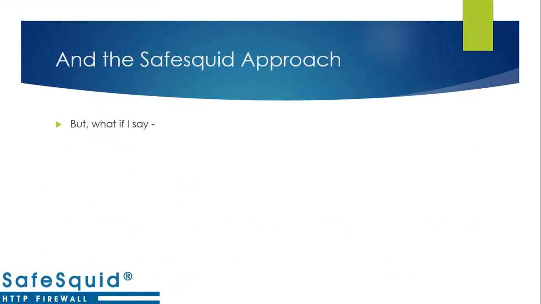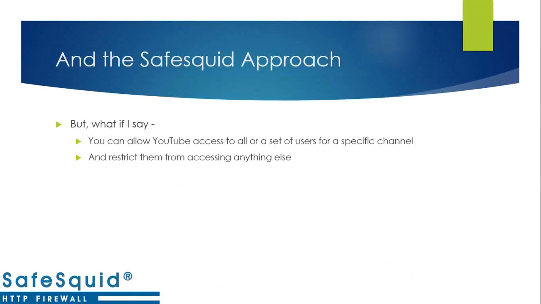Now, what is our approach, or what we are trying to do? What we are trying to do is actually pretty simple. Let's say that you can allow YouTube access to all or a set of users for a specific channel. So instead of saying that a set of guys can go and access YouTube for everything, you can actually make sure that they can only go and see a specific set of channels, and restrict them from accessing anything else. So they can do their searches and watch videos on a specific set of channels, but the moment they try to do something else, they are restricted.